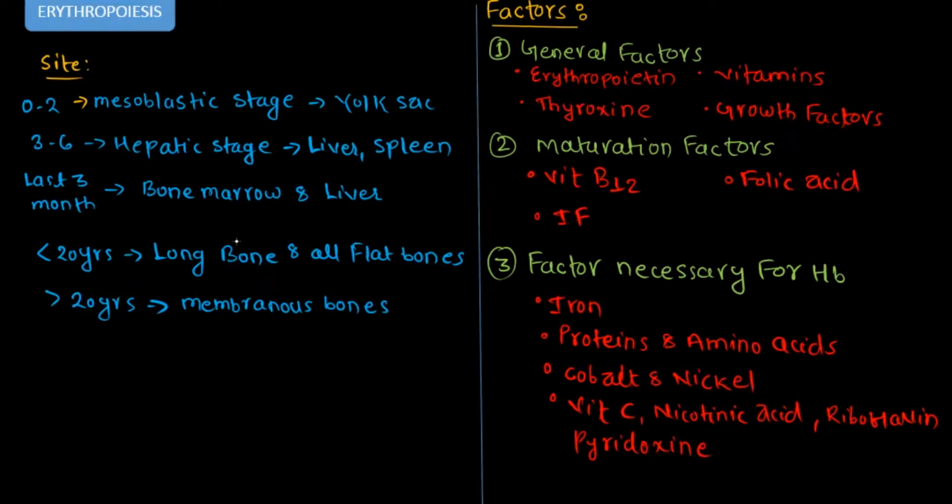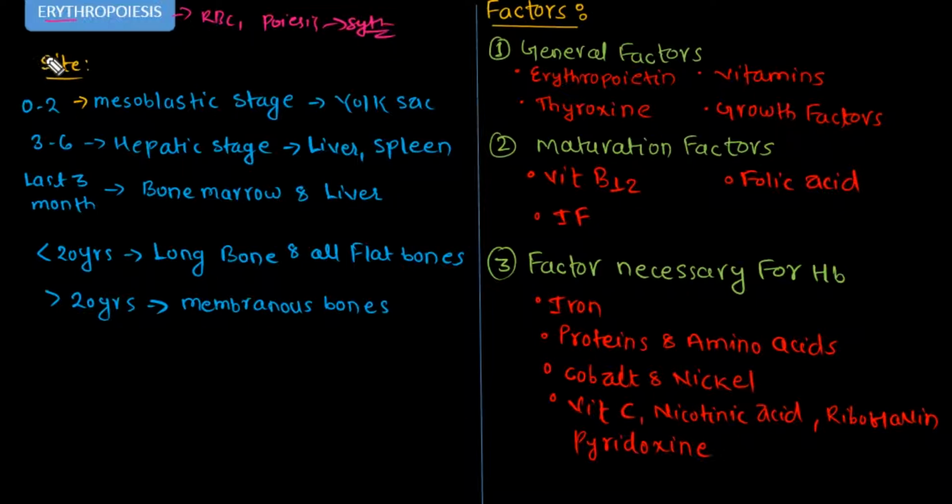Hello everyone. So in this tutorial we will learn about how RBC is synthesized in our body. First of all, what erythropoiesis means. It is the process of synthesizing erythrocytes. Erythro means red blood cell, that is erythrocyte, and poiesis means synthesis. So the process of synthesis of red blood cell is known as erythropoiesis.